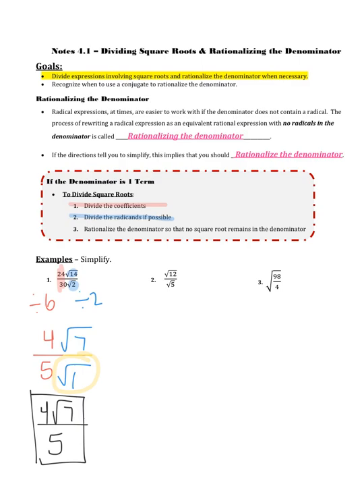Okay, let's look at example 2. Example 2 is a good example to look at because notice I don't have any coefficients out in front to divide. That would have been step 1. And when I look at step 2, I'm going to look at those radicands, 12 and 5. I can't find a number that divides into both 12 and 5 at the same time. So this is a great example to look at where we will need to rationalize the denominator.